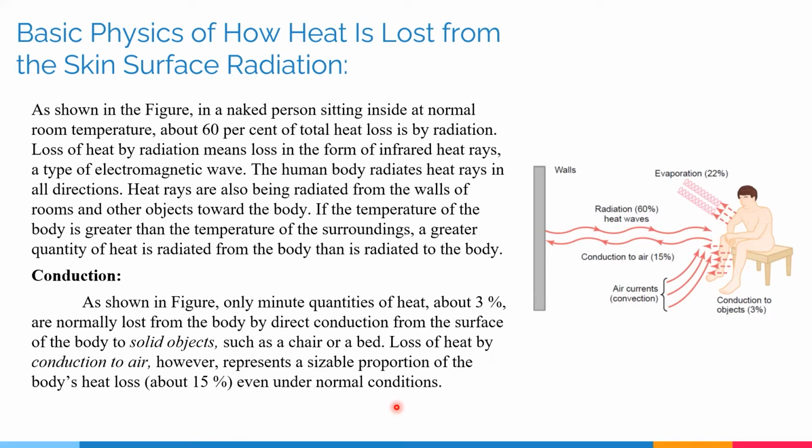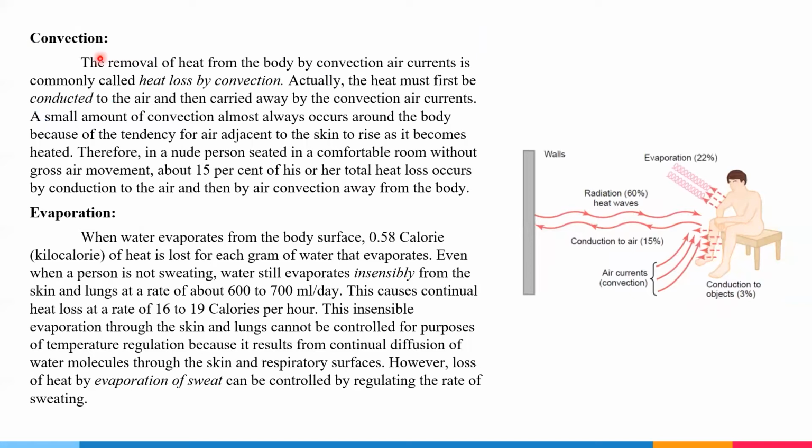Compared to that, conduction via solid surfaces can only occur with surfaces with which we are in physical contact. And generally speaking, a cold surface is not something someone will be prone to be in contact with for a longer period of time. And thus, the conduction of heat and loss of heat via objects is a very small amount of the total heat loss by the body, only about 3%. Next, we talk about convection. The removal of heat from the body by convection air currents is commonly called heat loss by convection.